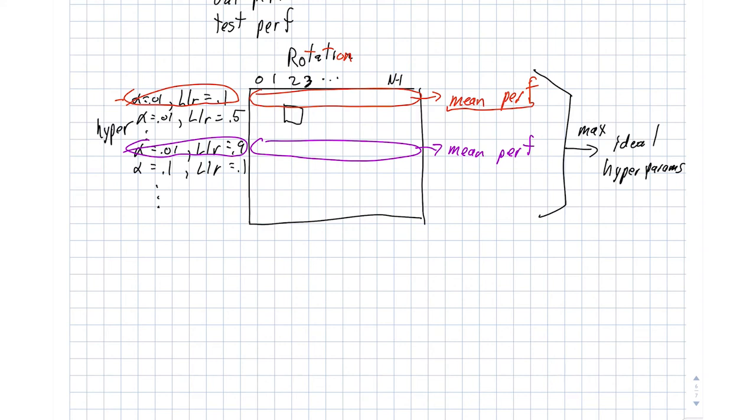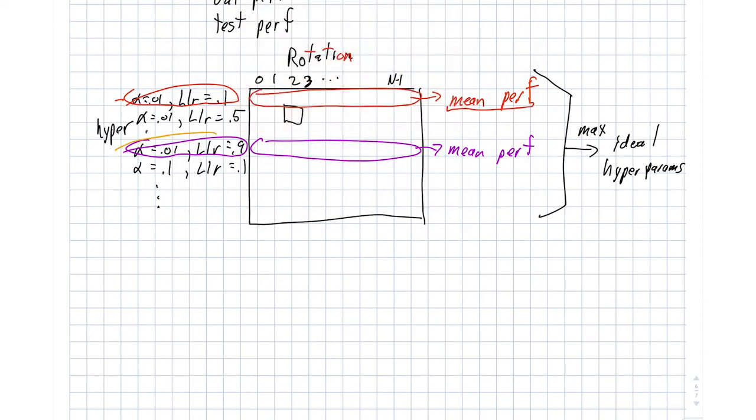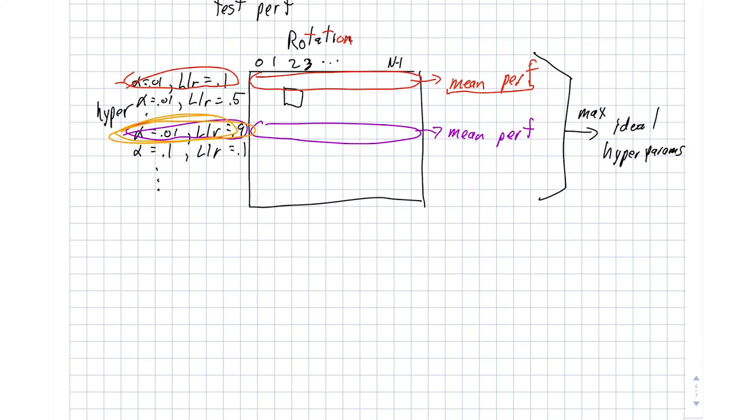Okay, so once we've computed the max over these mean performances, that gives us some sort of an ideal hyperparameter set. So that might be this set right here. And it's this hyperparameter set that we get to advance to the next level of competition, this bake-off between models. So at that point, we can go back to our matrix of test set performance.